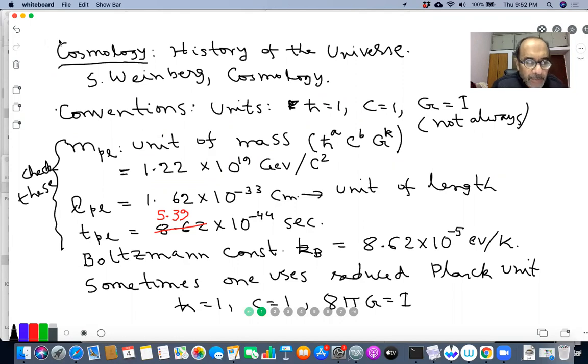Okay, before I begin today, let me make a correction. Yesterday I gave the values of the units in terms of the fundamental units, and I had made a mistake in giving the expression for the Planck time. It's given by this over here, 5.39 times 10 to the minus 44 seconds.